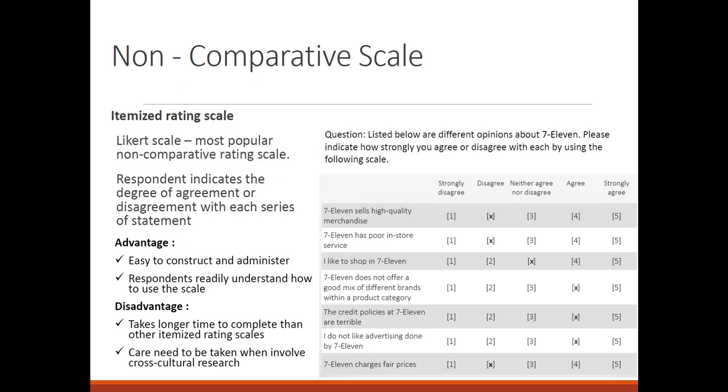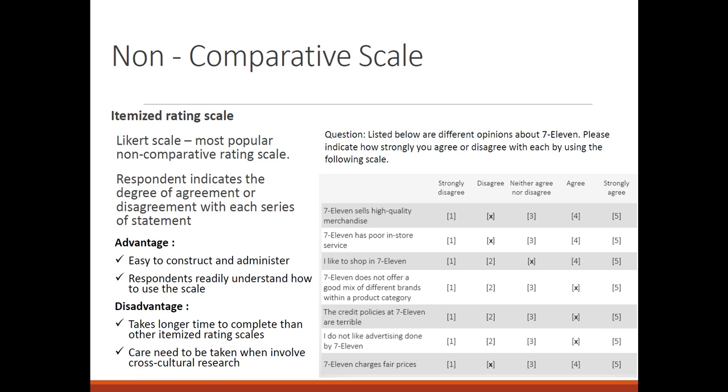Next, itemized. Itemized is the one that I think everybody has been using. So these are all the questions. For example, you say 7-Eleven sells high quality merchandise, and you just tick whichever you rate. You just rate whatever you tick here. This is a Likert scale, so this one is itemized rating.